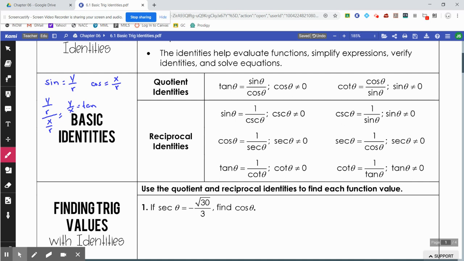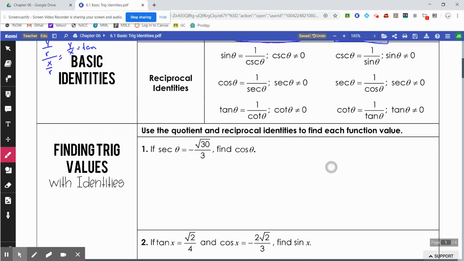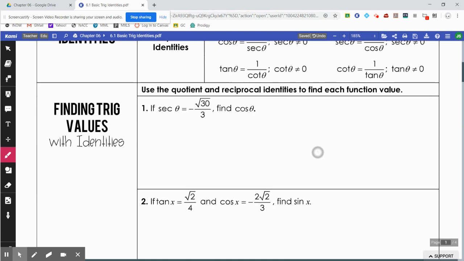And you could actually prove several of these that exact same way. So make sure that we know this. And we've got to remember that this is only true when cosine is not equal to 0. We can't divide by 0, so cosine can't be 0. Cotangent is equal to cosine over sine, which is the reciprocal, and sine can't be 0. We've already talked about the reciprocal identities, and you see all of those listed here. Sine is 1 over cosecant, cosecant is 1 over sine, and so on and so forth. So we've got to make sure that we know all these identities.